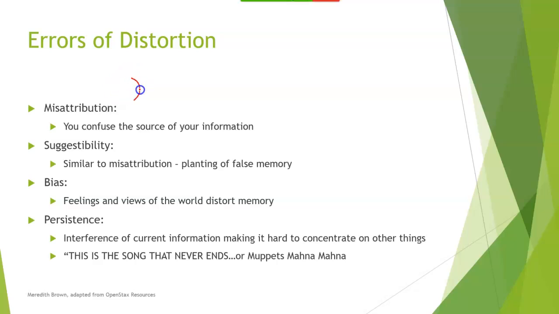So, misattribution. This is where you confuse the source of your information. It's also a distortion of memory. We already talked about suggestibility, which is similar to misattribution, planting false memories. Bias. This is where feelings or views of the world distort memory.